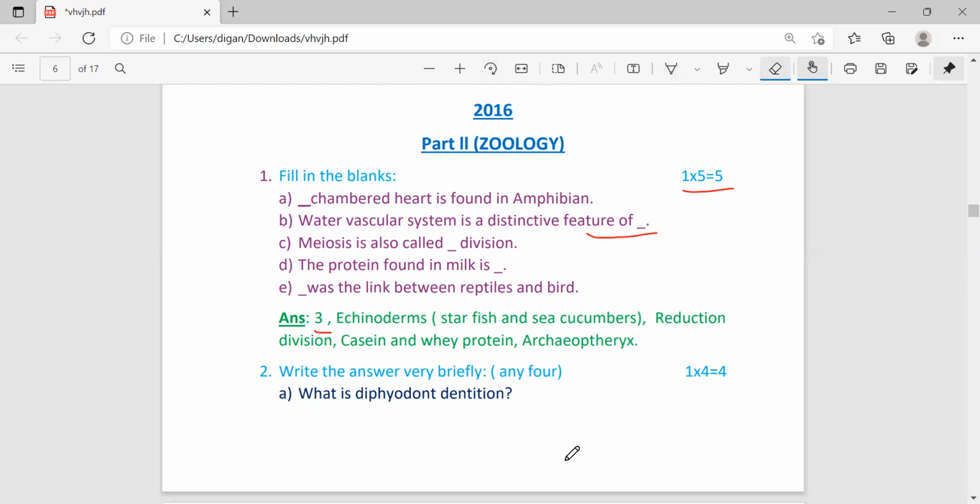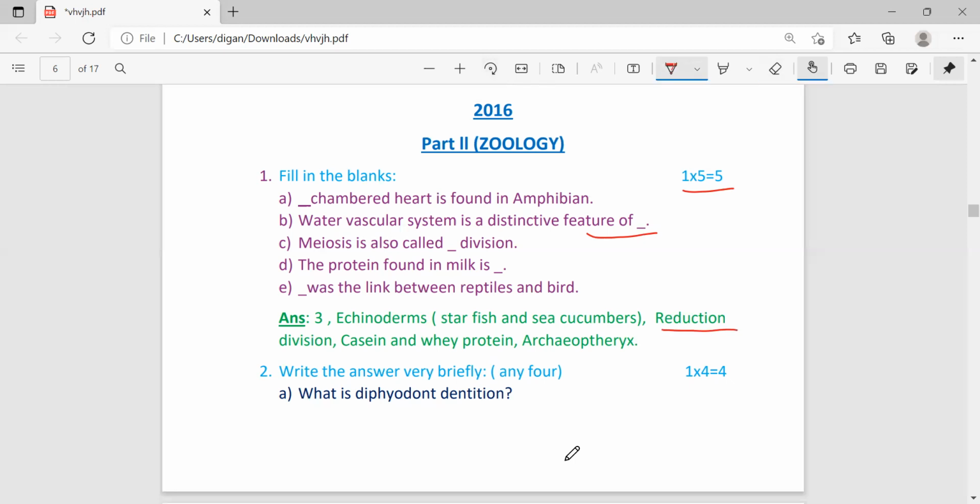Sometimes a question may come asking in which type of animal the water vascular system is found, and 4 or 5 options will be given. Then you have to tick starfish or sea cucumber. Then third question, meiosis is also called as dash division, and the answer should be reduction division.